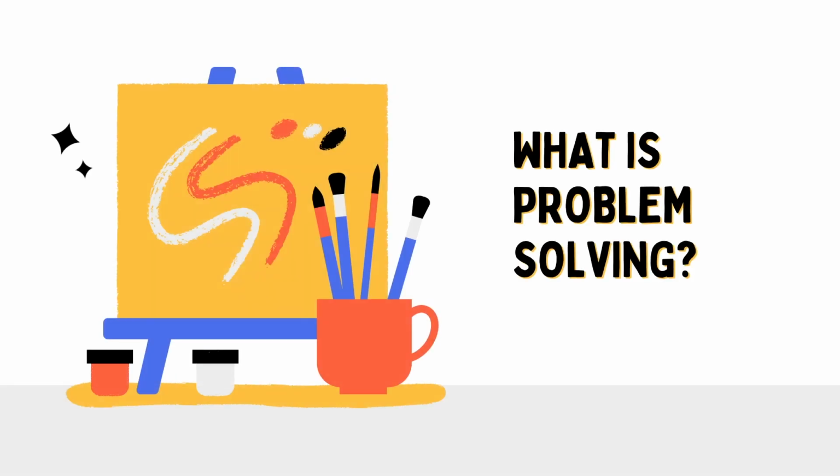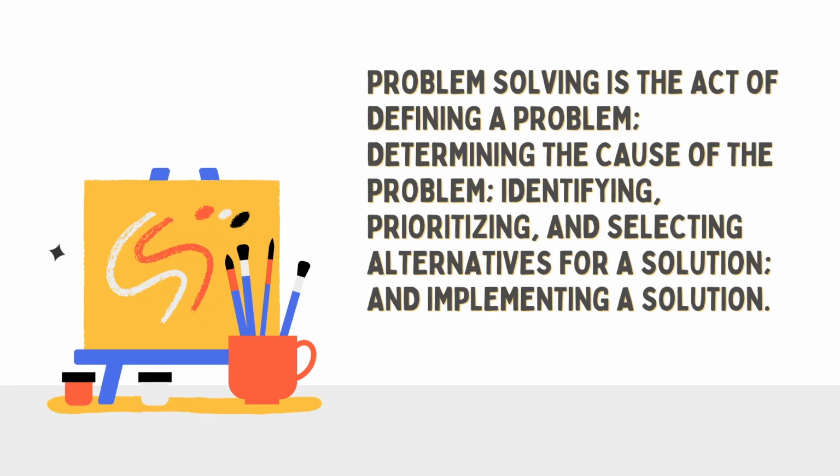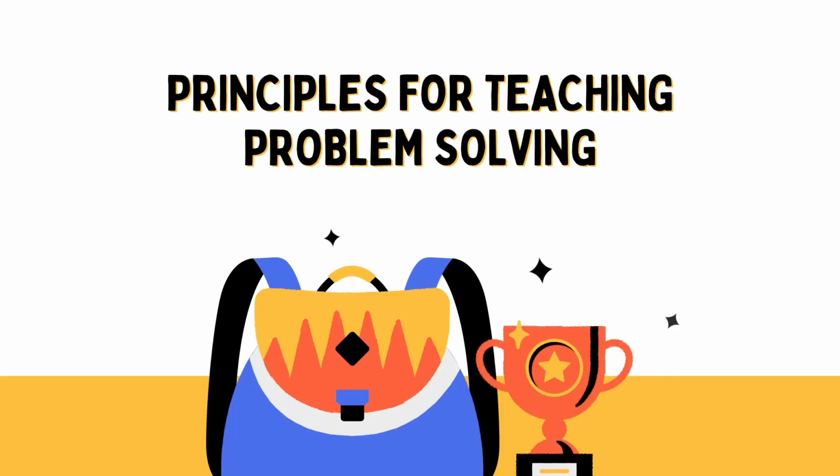What is problem-solving? Problem-solving is the act of defining a problem, determining the cause of the problem, identifying, prioritizing, and selecting alternatives for a solution, and implementing a solution. Here are some principles for teaching problem-solving.